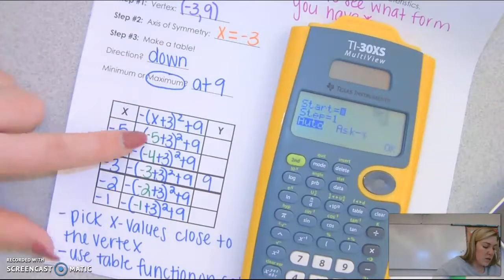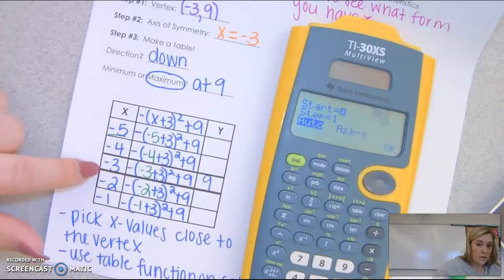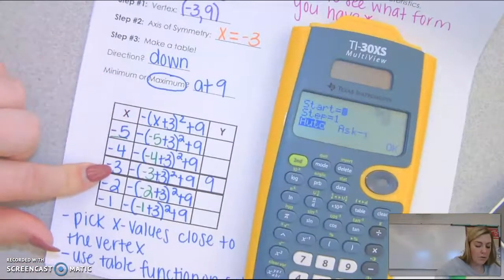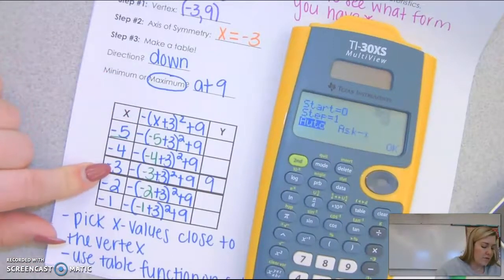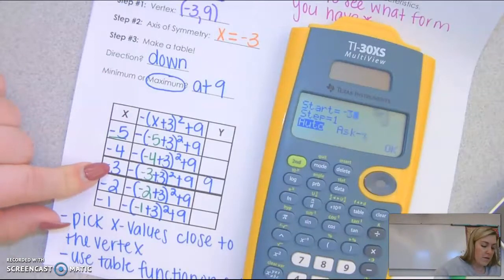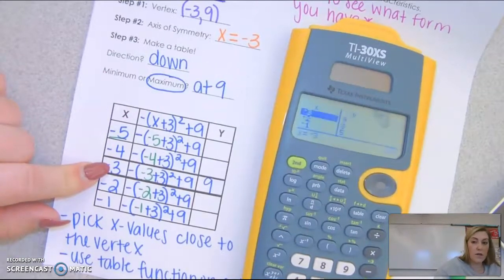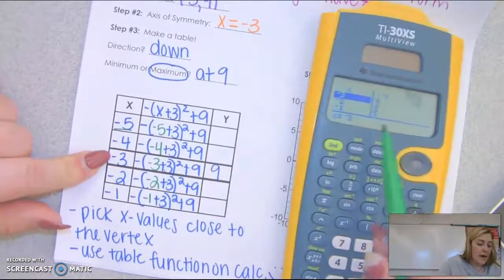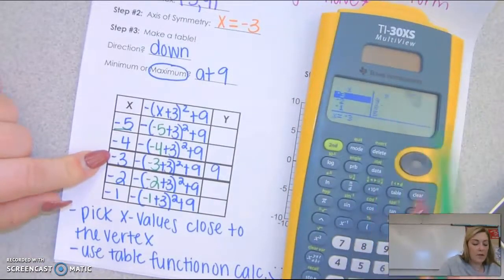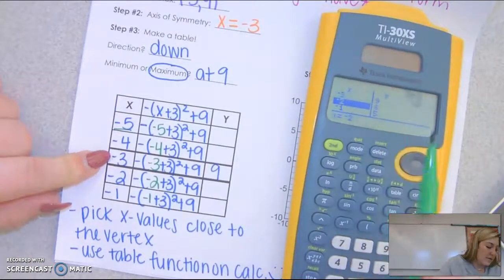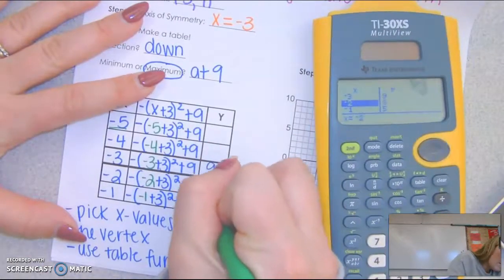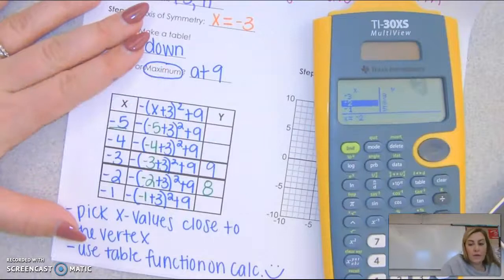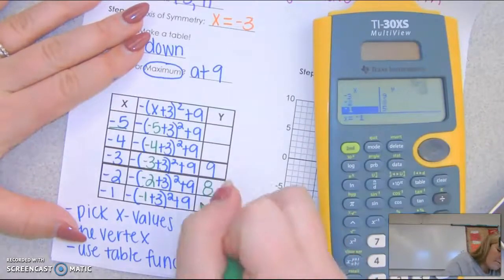So we want to start with our vertex. You don't have to, but that way we don't have to go searching. So on our start value, I'm going to put -3. Then I'm going to press enter a bunch of times, and that's what will show up. So at -3 we have 9. That's great. We know that our vertex is right. At -2 we have 8. At -1 we have 5.